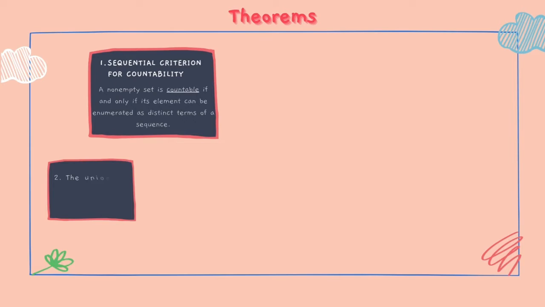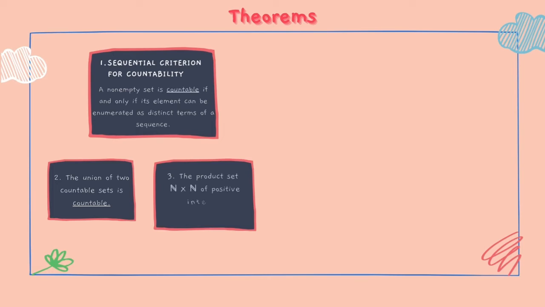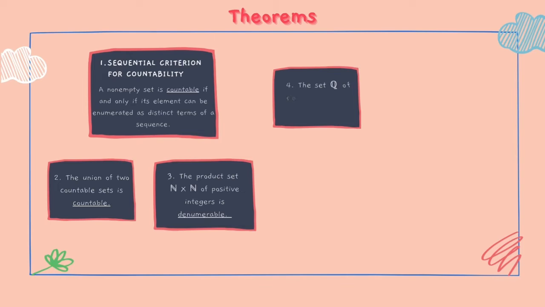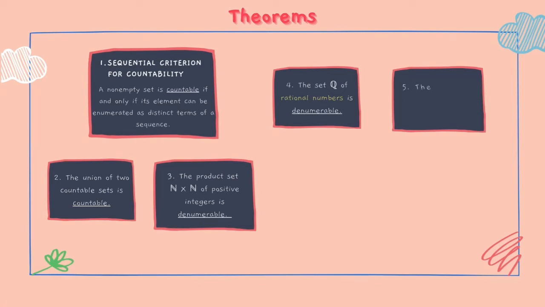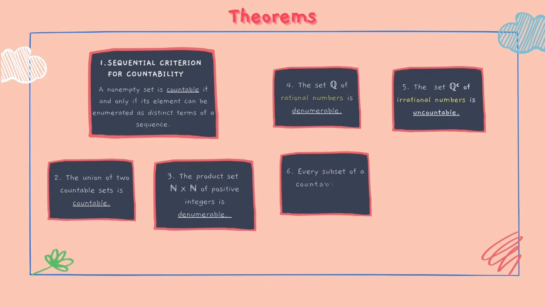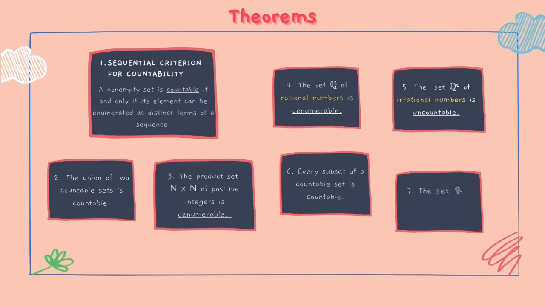The second one is that the union of two countable sets is countable. Thirdly, the product set N by N of positive integers is denumerable. The set Q of rational numbers is denumerable, while the set Q^C of irrational numbers is uncountable. The next theorem states every subset of a countable set is countable, and the set R of real numbers is uncountable.